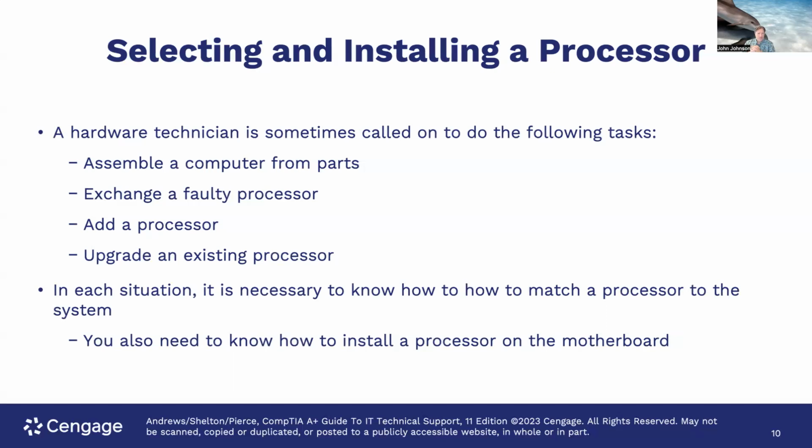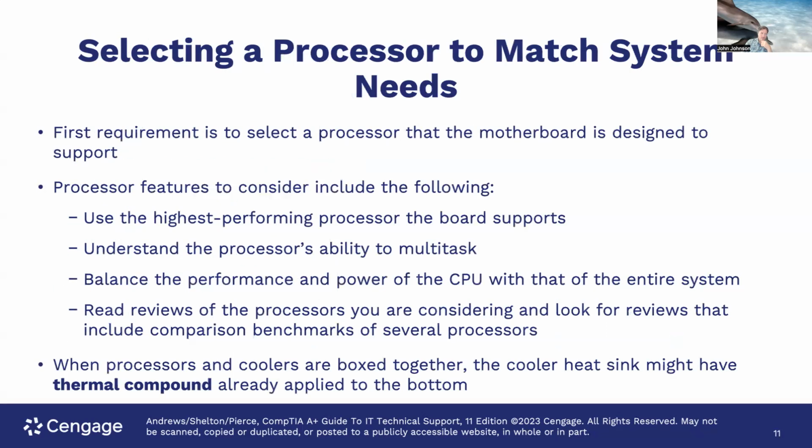In each situation, it's going to be necessary to know how to match a processor to the system. You always need to know how to install a processor on the motherboard. That goes without saying. And the first requirement is to select a processor that the motherboard is designed to support. Or if you do it like I do, you buy the motherboard that's required for the CPU. But if you're coming into a situation where they already have a motherboard, yes, you need to figure out what is supported, and you can always go to the documentation on that. Google it, you'll find out what all your possibilities are.